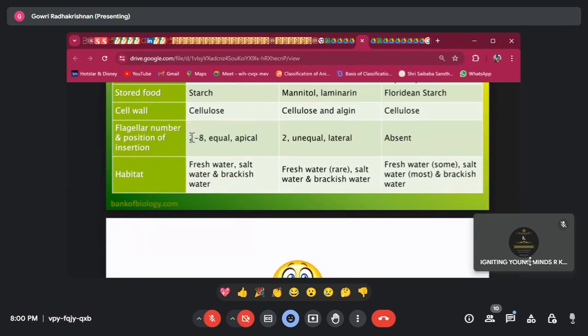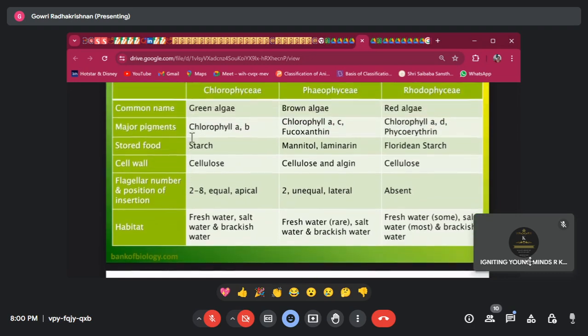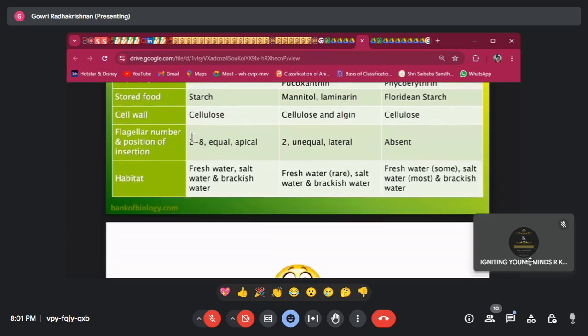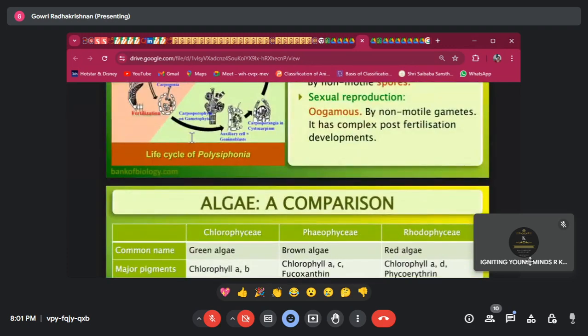Then habitat, where do you find these? Chlorophyceae is fresh water, salt water, and brackish water. Then Phaeophyceae is fresh water, rare. You don't find much of it in fresh water, but salt water and brackish water. In brackish water, some of them you can see in the fresh water, and salt water is most, and brackish water is normally where you will find them. So this is the classification and comparison of the different types of algae.